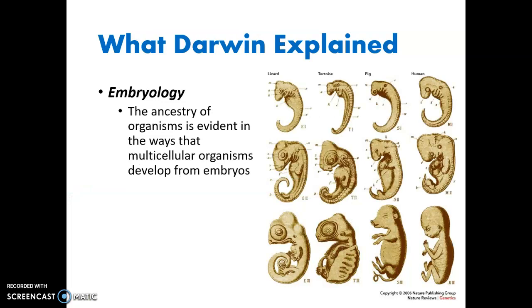Also the idea of embryology. If you think about this, the ancestry of organisms is evident in the way that multicellular organisms develop from embryos. You can see that if you take a look at the pictures on the right side: we have the lizard, the tortoise, the pig, and the human. Developmentally, the embryo develops in the same type of manner. Obviously, some characteristics develop that make it more suited for the type of animal that it is, but for the most part it was pretty consistent across the board.